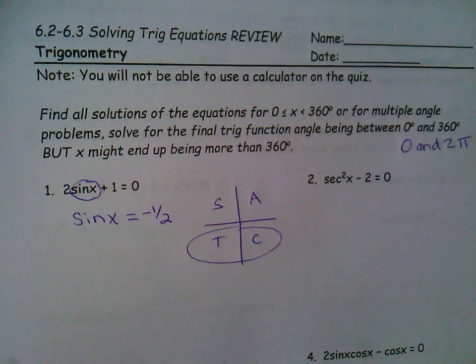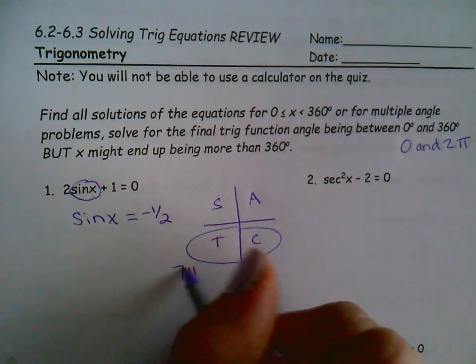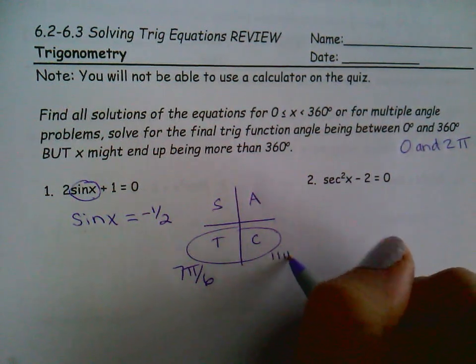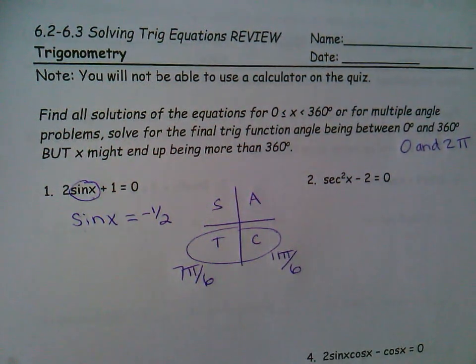So I'm looking for two solutions, and they are going to be 30-degree reference angles because the sine of 30 is 1/2. So I need my pi over 6s. So in this quadrant, it would be 7 pi over 6. And in this quadrant, it would be 11 pi over 6. So you need to get to know your unit circle a little bit again.